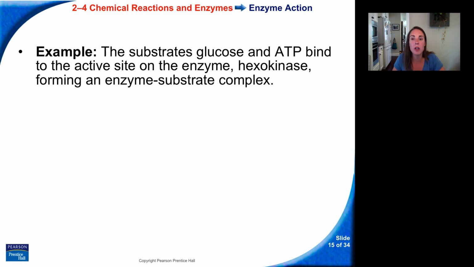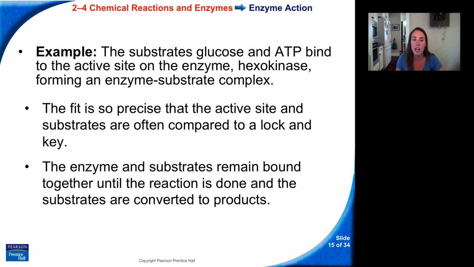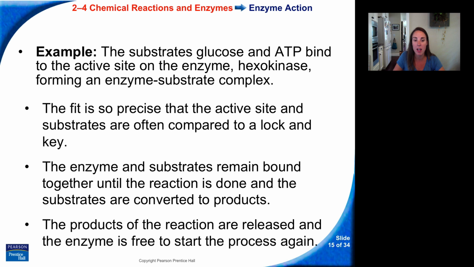So the substrates glucose and ATP bind to the active site on the enzyme hexokinase, forming an enzyme-substrate complex. I'll show you guys a picture of this in just a minute. The fit is so precise that the active site and substrates are often compared to a lock and key. The enzyme and substrates remain bound together until the reaction is done and the substrates are converted to products. The products of the reaction are released and the enzyme is free to start the process again.